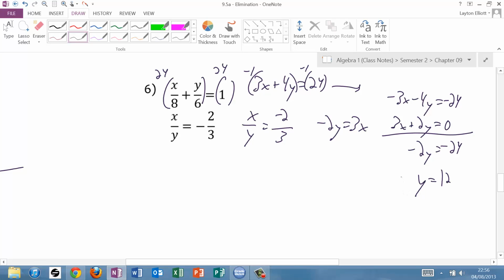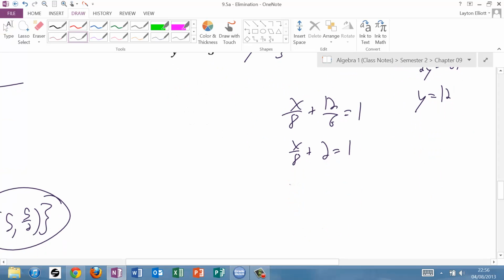If y is equal to 12, let's plug it back into one of the original two equations, maybe the first one. So x over 8 plus 12 over 6 is equal to 1, or x over 8 plus 2 is equal to 1, which is x over 8 is equal to -1. Multiply both sides by an 8, and I get x is equal to -8. So my ordered pair is -8, positive 12.